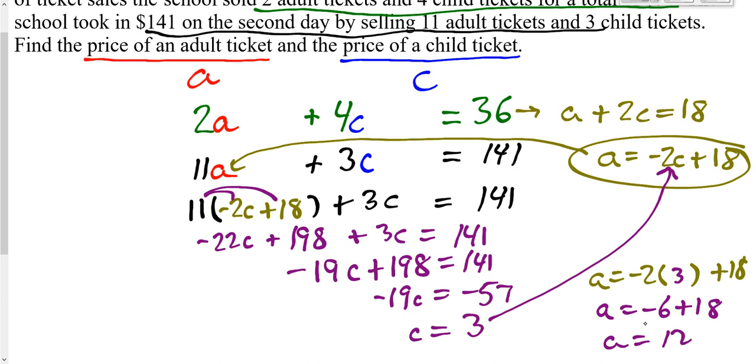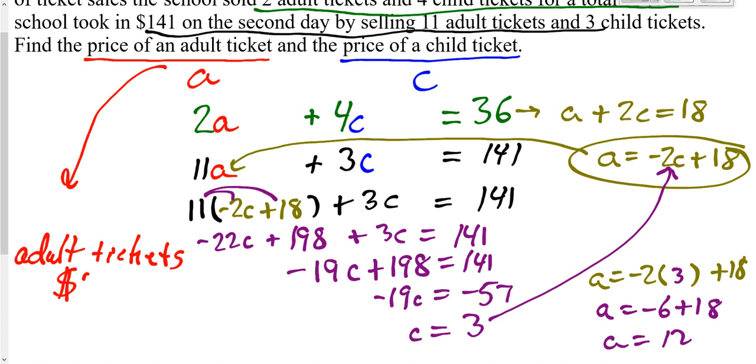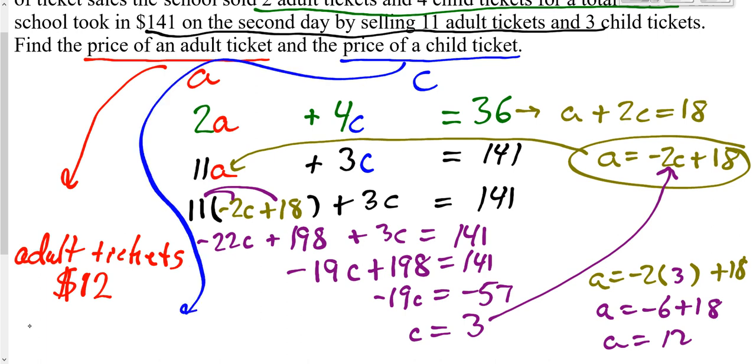So I'm going to write down adult tickets is $12. And then I need to answer this, and I'm going to write down child tickets, and that's $3. So with word problems, make sure you actually answer the question that's being asked.